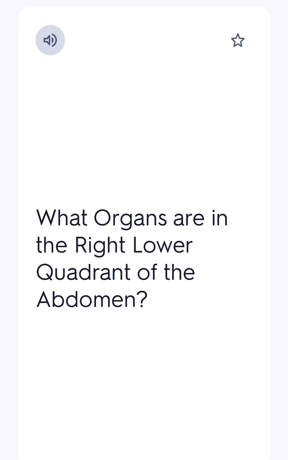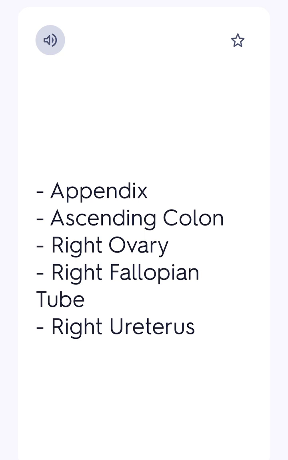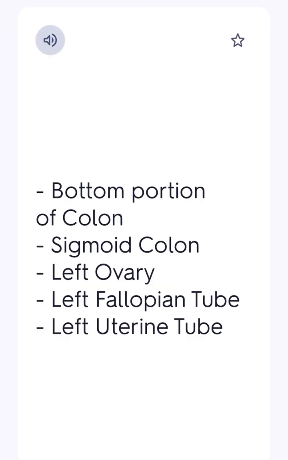What organs are in the right lower quadrant of the abdomen? Appendix, ascending colon, right ovary, right fallopian tube, right uterus. What organs are in the left lower quadrant of the abdomen? Bottom portion of colon, sigmoid colon, left ovary, left fallopian tube, left uterine tube.